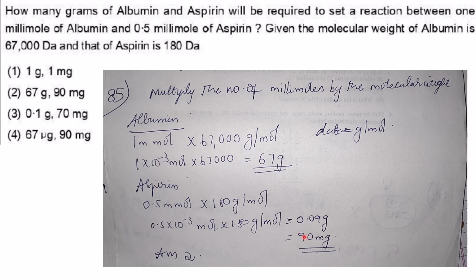For aspirin, you have to calculate the same way, it is 90 milligrams. Be careful with the unit. So the answer here is option 2, 67 grams and 90 milligrams.